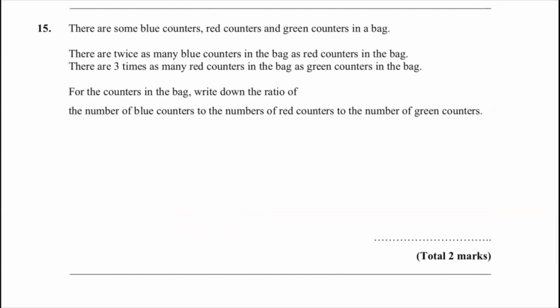So we've got blue, red and green counters in a bag. We've got some information to digest, and the question wants us to write down the ratio of the number of blue to the number of red to the number of green. So I'm going to get that down first, and then I'm just going to read the first line.